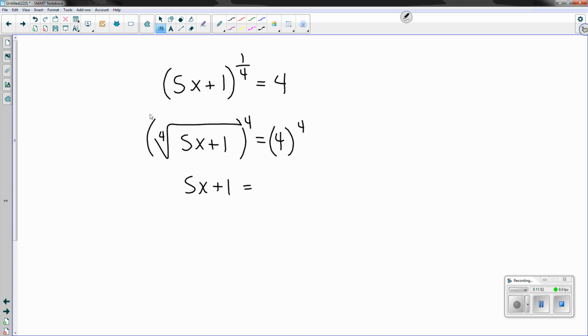4 times 4 is 16, times 4 is 64, times 4 is 256. And then if we subtract 1, we're going to get 255. And then here, x should equal, it looks like 51.